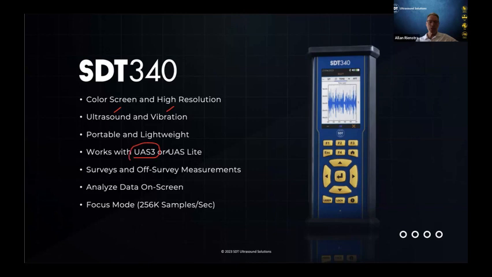UAS3 and UAS Lite, these are software programs that we built to do analysis of the data and to manage all of the assets that we have in our facilities. With that, we can use the 340 in survey mode and off survey mode. For electrical inspections, mostly I'm working in off survey mode. If I'm going to a substation, I'm just surveying the whole substation and listening for problems.